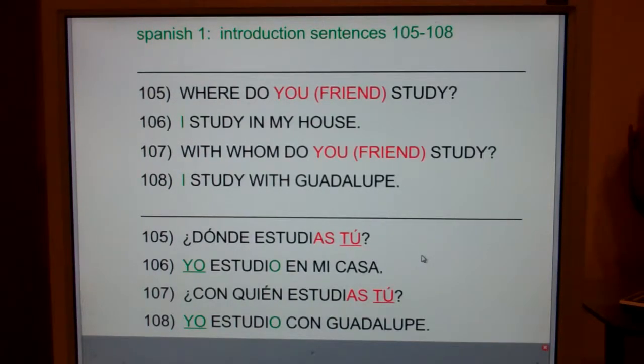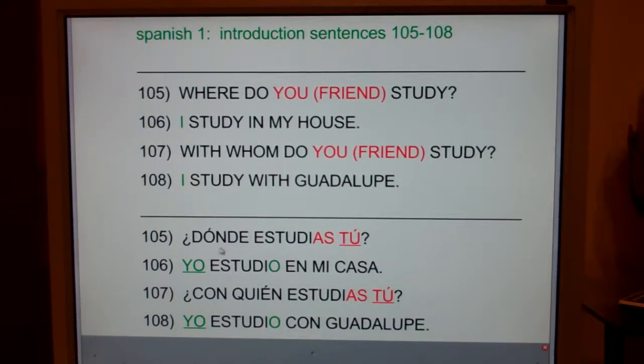Okay. When does she eat? When eats she? Why does he travel? Why travels he? Also want you to notice that question words like who, what, when, where, why, or how many have accents. So where, dónde has an accent, and quién, who has an accent.